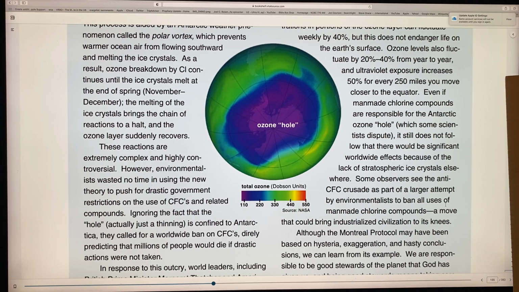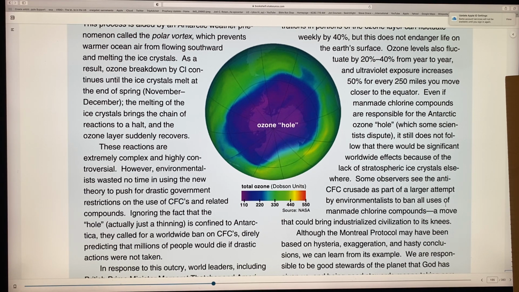So the CFC crusade to ban all man-made chlorine compounds was to bring industrialization to its knees. Industry would be affected terribly if we took away chlorines. And this Montreal Protocol really presented a lot of hysteria and exaggeration and hasty conclusions.